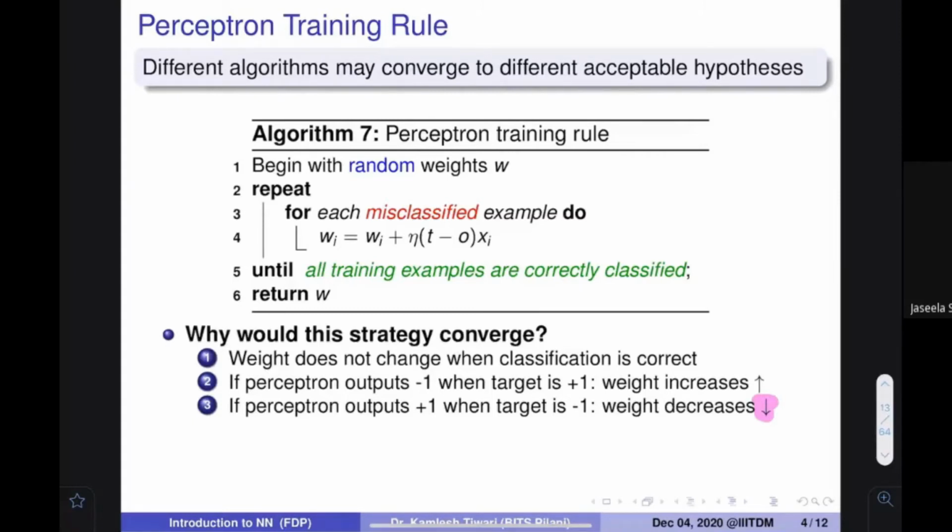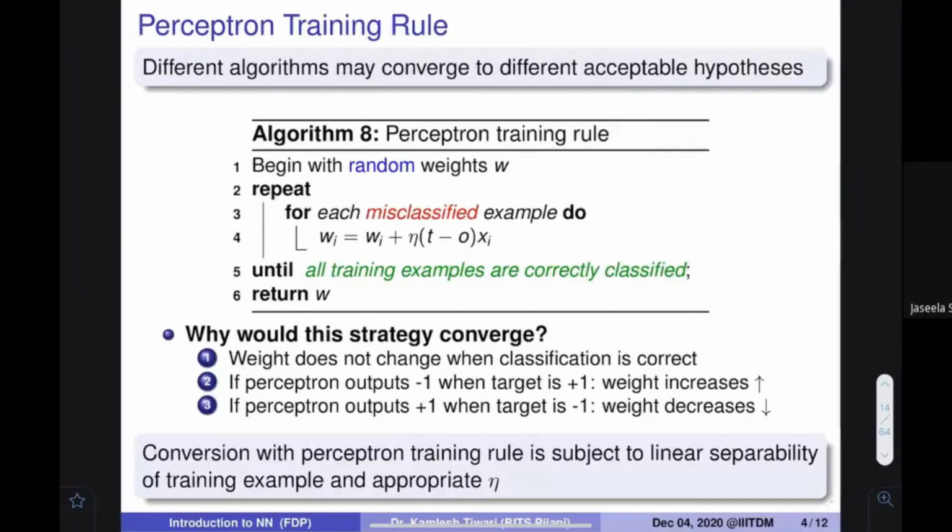So for all the data items which are correct, I am not modifying the weights. But for the items which are misclassified, I am going to modify the weights. Ultimately, as time passes by, all the items are supposed to be correctly classified. Make sense?